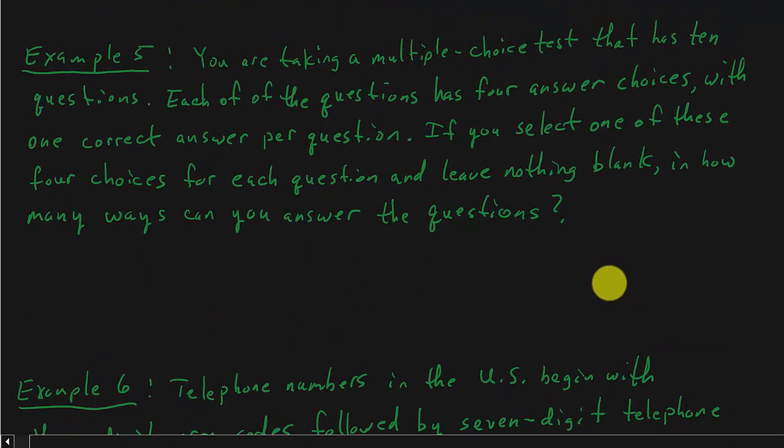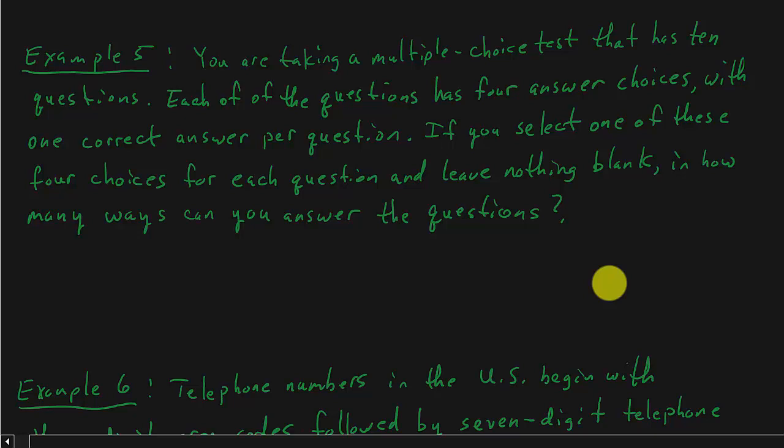All right, so example 5. You are taking a multiple choice test that has 10 questions. Each of the questions has 4 answer choices with 1 correct answer per question. If you select one of these 4 choices for each question and leave nothing blank, in how many ways can you answer the questions?